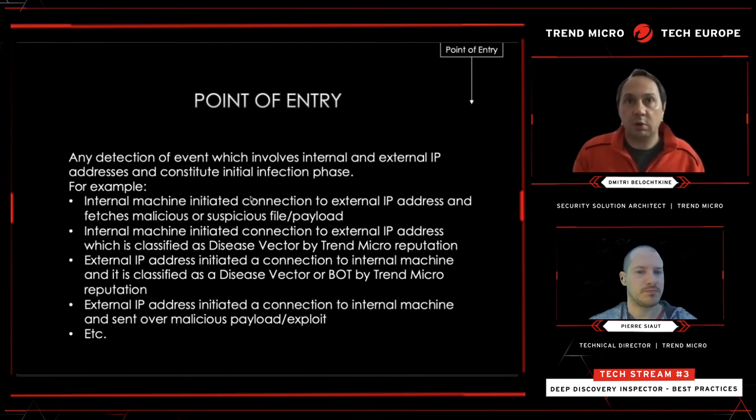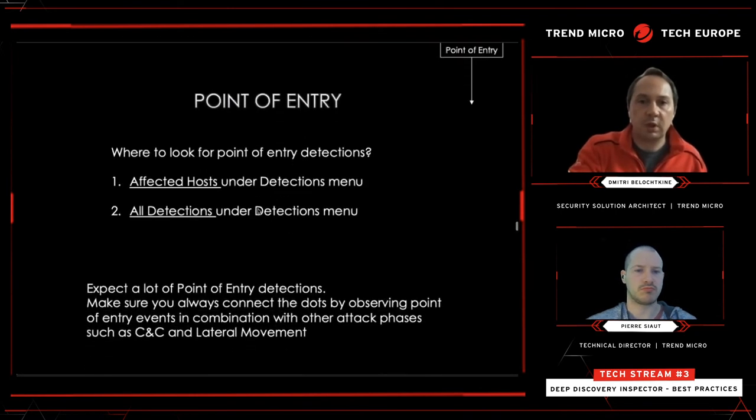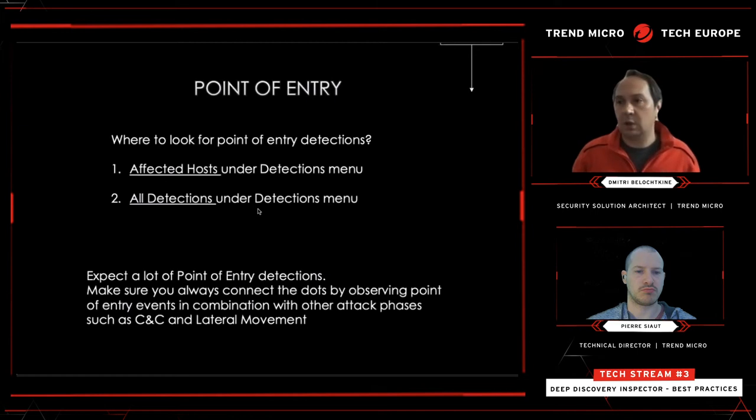It's also possible that you have a publicly available service and it's vulnerable. So if they shoot from outside, they establish a connection from outside to inside and try to exploit the vulnerability, that's also point of entry. So consider that. And then in point of entry, we have two places to look at: affected hosts and all detections. And as I said, expect a lot of point of entries and make sure you connect the dots. You observe the whole chain.